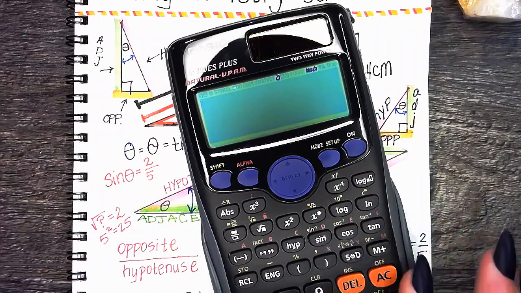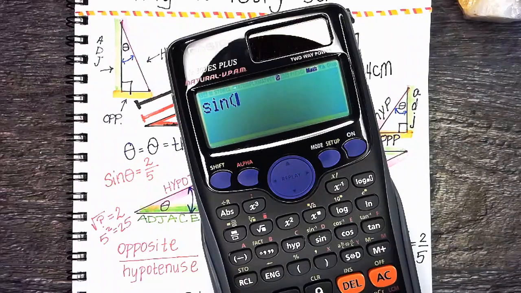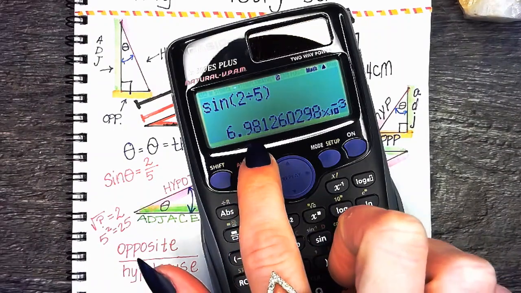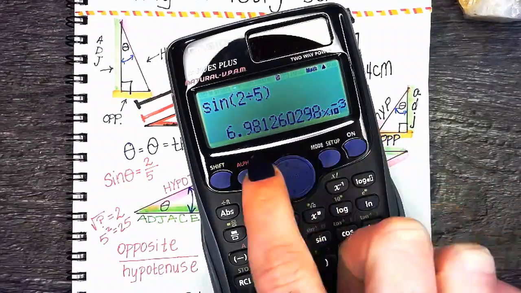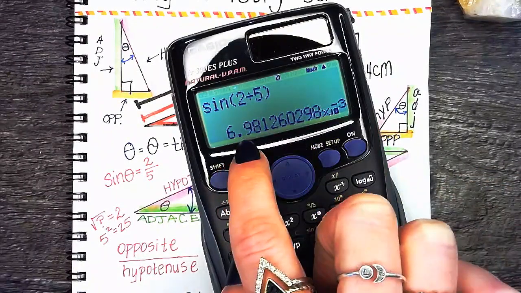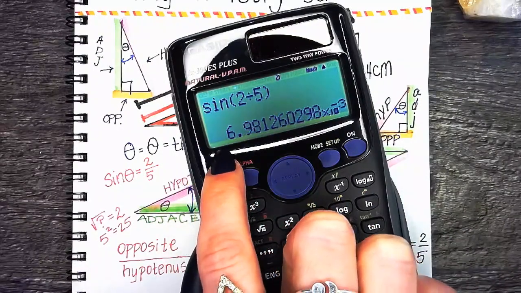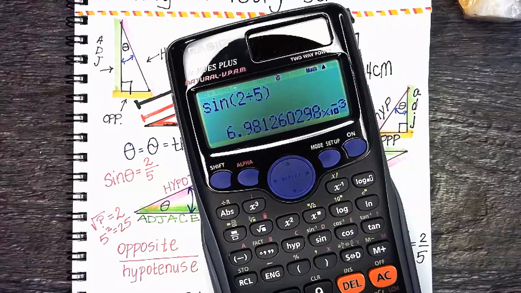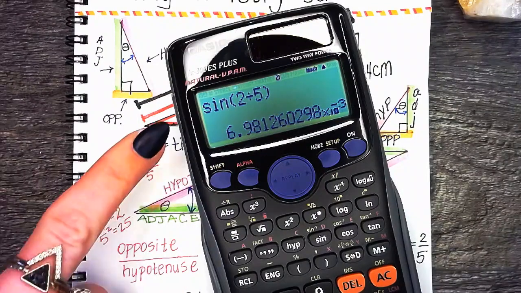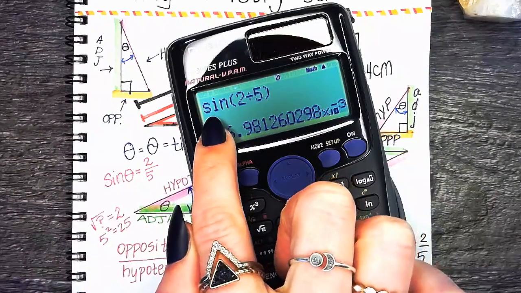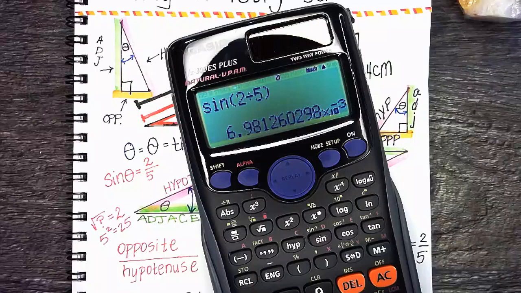Here we have our sine button. I wouldn't want to take the sine of 2/5. That's not going to do anything for me. If I did that and hit enter, I'm going to get a very, very small number. This is 6.98 times 10 to the negative third, which is actually going to mean our decimal point is really 1, 2, 3 over. So this is really 0.00698. This is very silly. What this actually did is it took the sine of the angle 0.4 degrees.